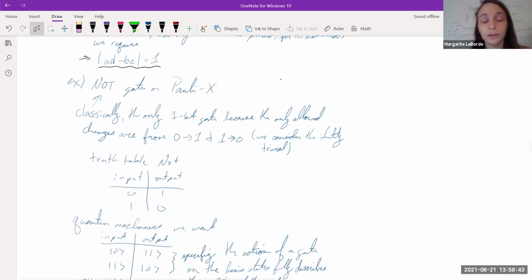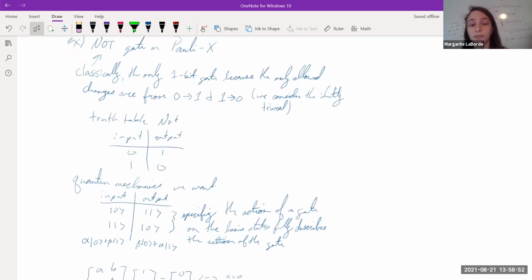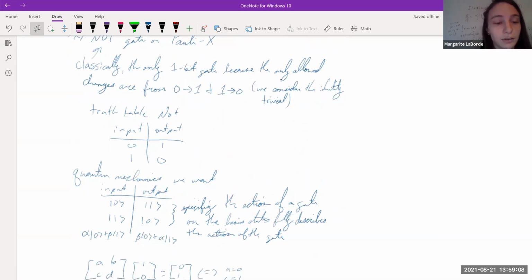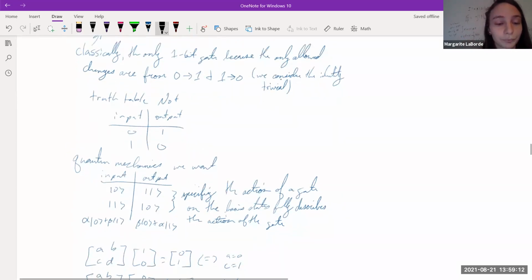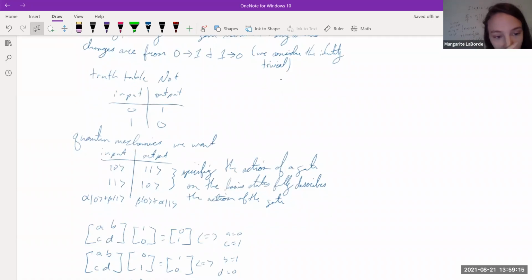All right, so an example is the NOT gate. That's the one we said we could use. We also call that the Pauli X gate. Classically, that's the only one-bit gate, because your only allowed changes are from 0 to 1 or 1 to 0. Technically speaking, you also can have an identity, which is your wire, but that's pretty trivial, and so no one cares. So doing the truth table for your NOT gate, you only have 2 inputs and 2 outputs, and it has this sort of action that we see here.